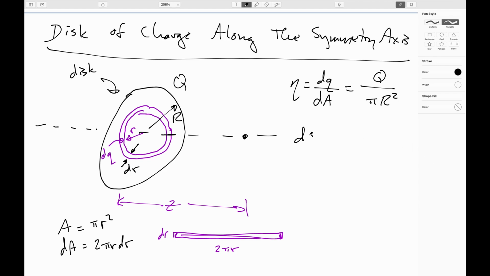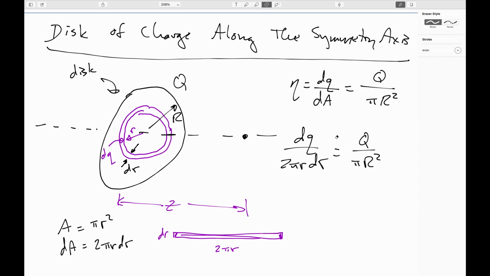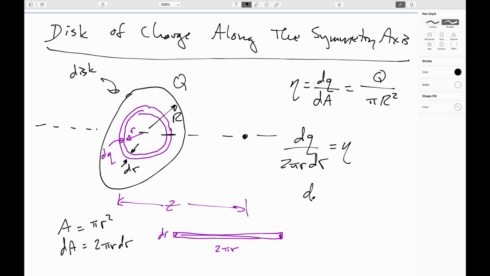So we get that dq over 2 pi r dr is equal to q over pi r squared. Actually, I'm going to leave this as eta. That'll be more useful looking ahead to a future result. So we'll just say this is equal to eta, and then we'll rearrange this to say dq is equal to 2 pi eta r dr.